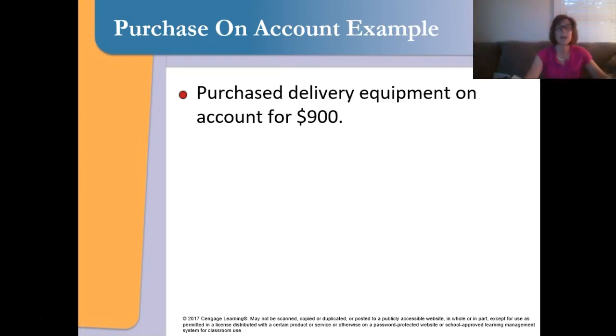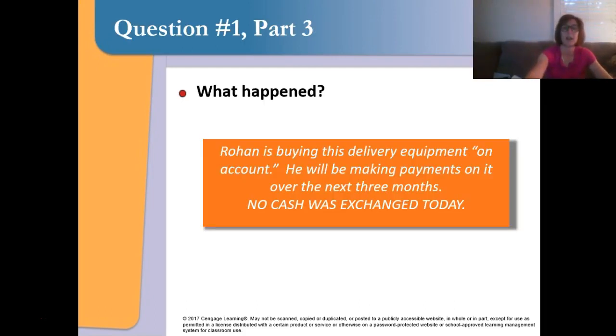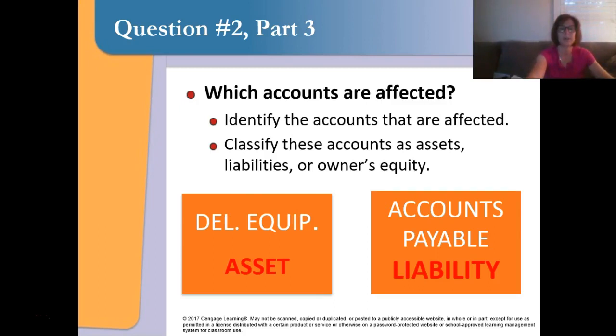Now we're going to buy some delivery equipment on account for $900, and he's going to make payments on it over the next 3 months. Because he's going to make payments on account, he didn't put any money down. It's just strictly a financed purchase.